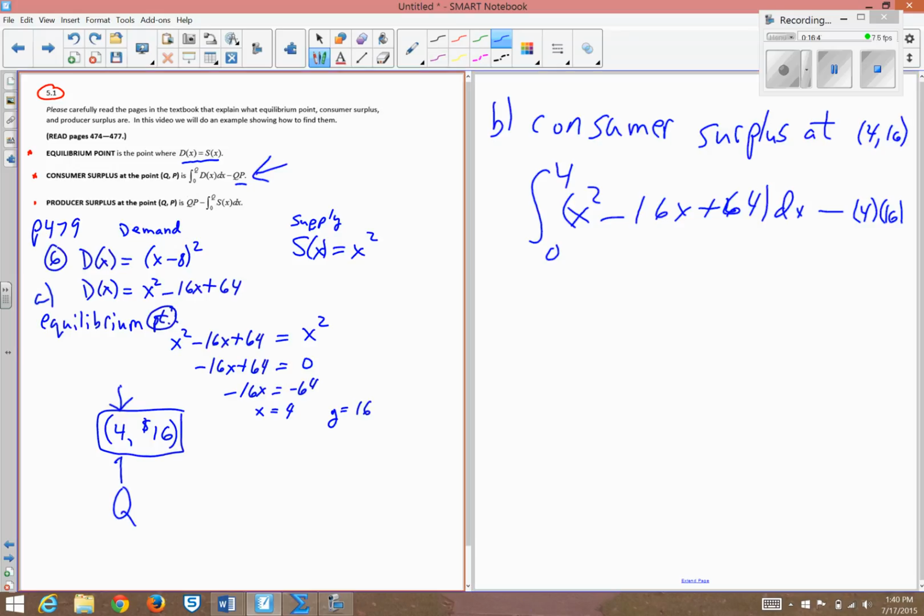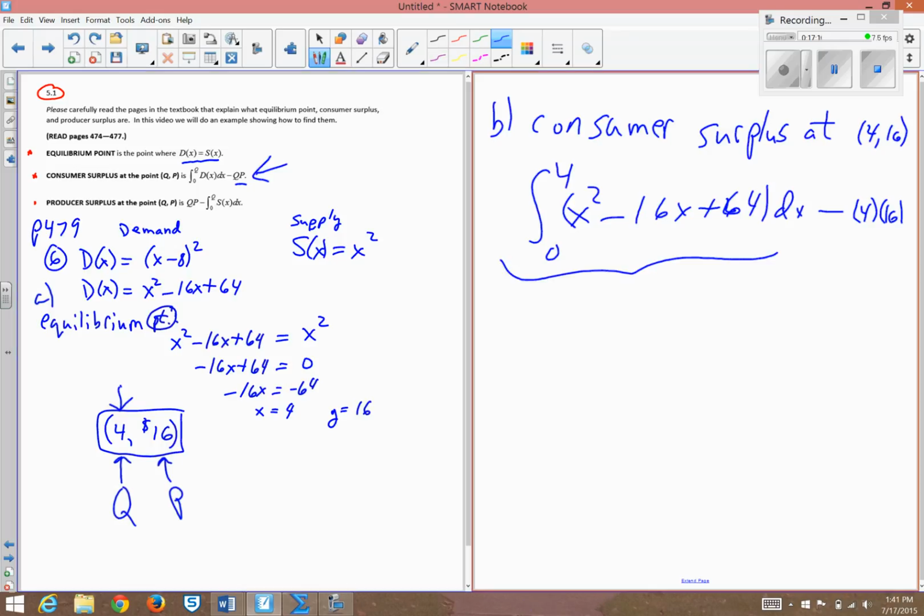Q is like a quantity of things. P is a price. So here's the integral. It's the integral from 0 to q. That means in this example from 0 to 4 of the demand function dx minus q times p. In this case, q and p are 4 and 16.